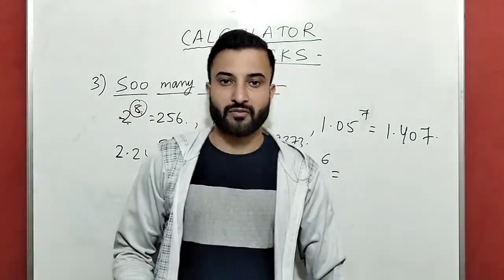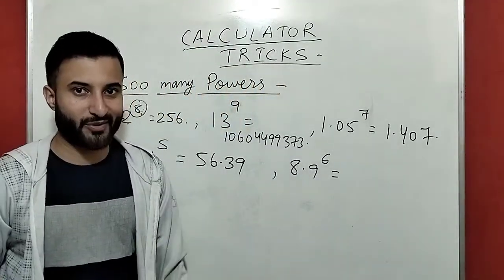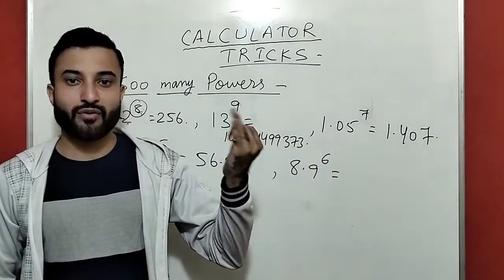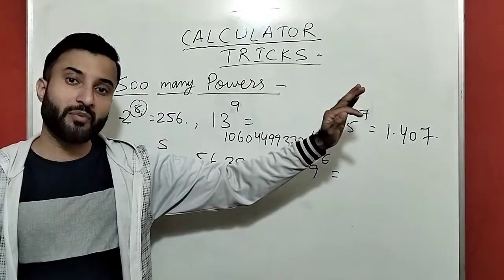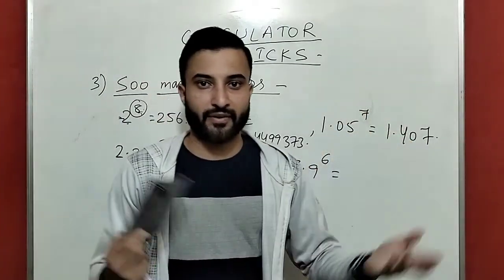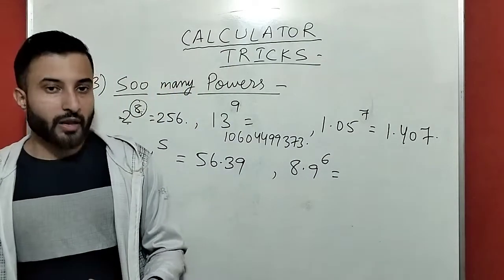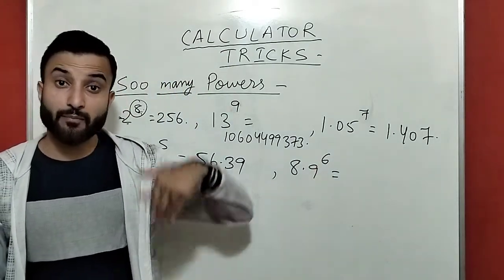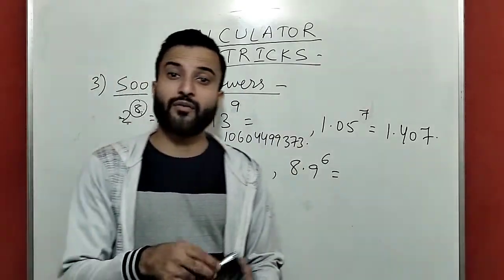8.9 power 6. I was checking which topic I have to do. So we did square and square root. Now we will see for so many powers, if the powers are like 7, 8, 6, 10, 11, whatever. Now next we will do 8.9 power 6. Same thing.